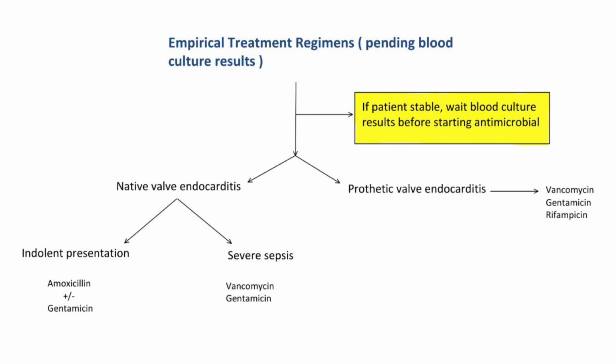If the patient has native valve endocarditis, we will give amoxicillin plus or minus gentamicin with an indolent presentation. On the other hand, we will give vancomycin and gentamicin with severe sepsis. But with prosthetic valve endocarditis, the empirical antibiotics which will be given are vancomycin, gentamicin, and rifampicin. After receiving the blood culture results, we will give specific antibiotics according to the detected microbe.